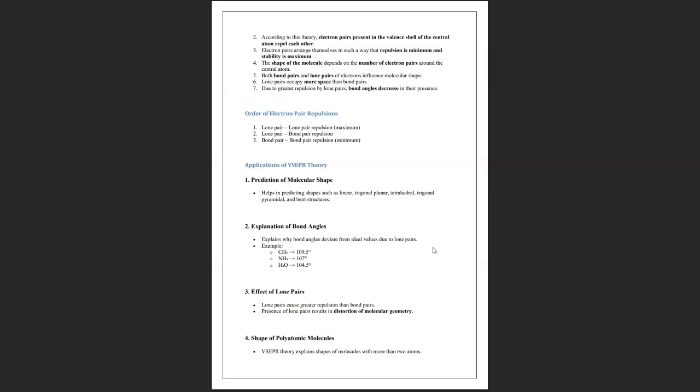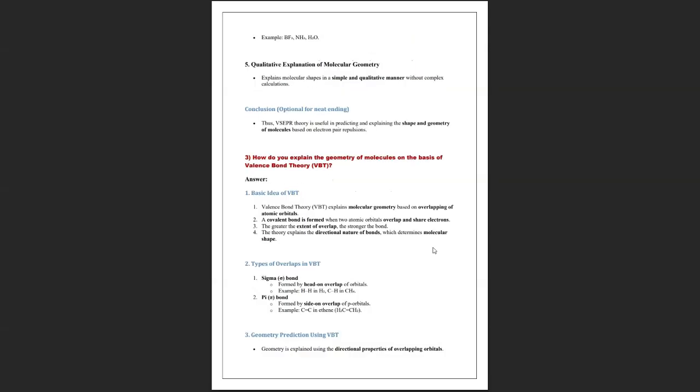So write postulates clearly in points, draw neat diagrams of molecular shapes, don't skip the diagram, and mention applications with examples like NH3, H2O, or CO2. Diagrams plus points score full marks. As is shown on the screen, if you write the same way in the paper, you can score good marks.